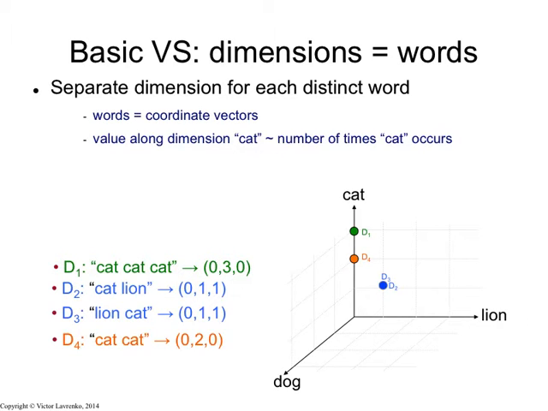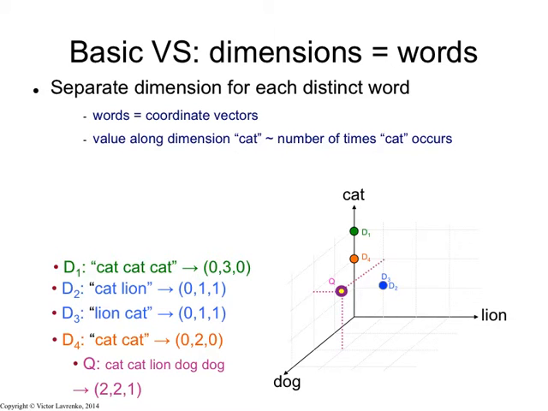D4 is cat, cat. So it falls on the same axis as D1, just a little bit lower. The frequency is 2 instead of 3. One interesting thing, though, is that they are pointing in the same direction. So if we happened to normalize all our vectors to the same Euclidean length, then D4 would be indistinguishable from D1. They'd be the same point in space. Right now, they're not.